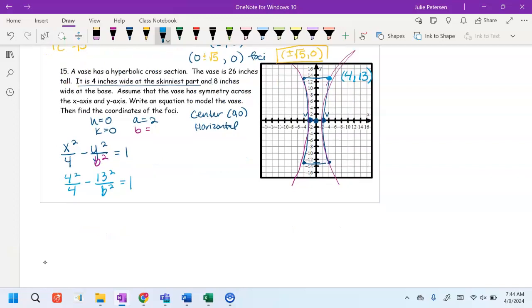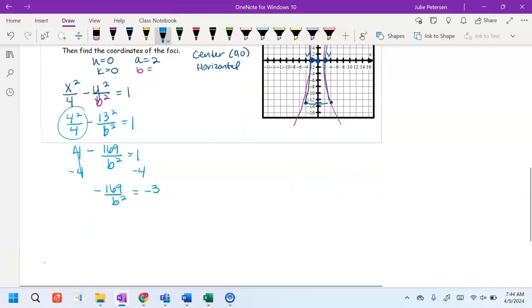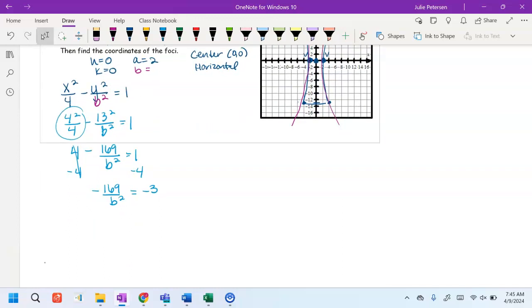So 4 squared is 16, and 16 divided by 4 is just 4. 13 squared is 169, and b squared is just b squared. All right, so I'm trying to solve for b squared. Right now, it's tied up in a fraction. The first thing I'm going to do is subtract this 4. So I get negative 169 over b squared equals negative 3. To get rid of this b squared in the denominator, I'm going to multiply it over here. So now I've got negative 169 equals negative 3b squared. I still like to get b squared by itself, so I'm going to divide by negative 3. These cancel out, and so then I have 169 over 3 equals b squared.